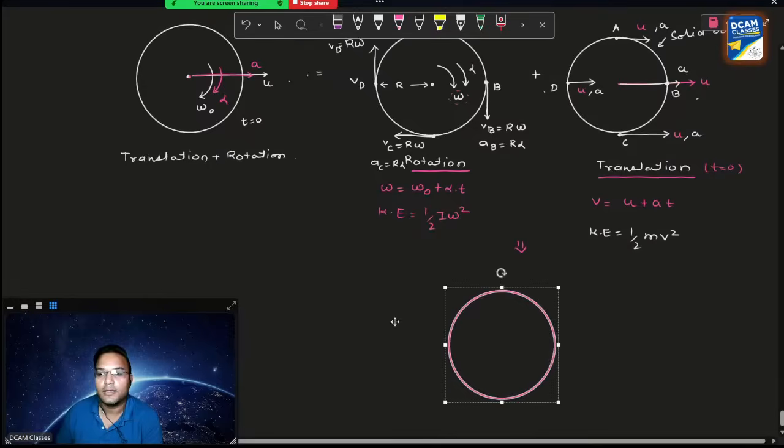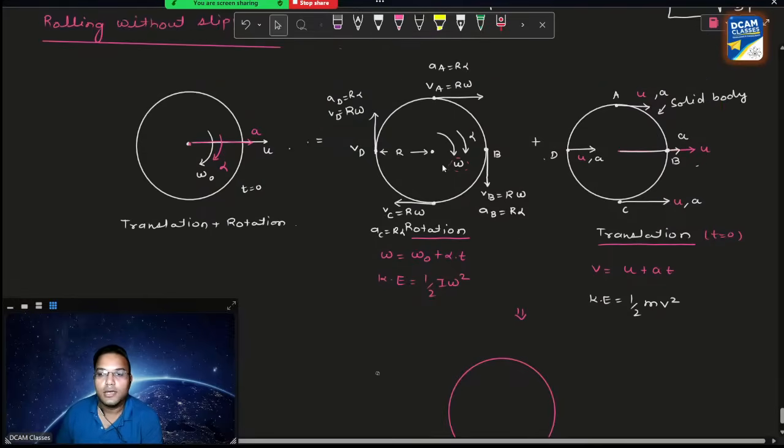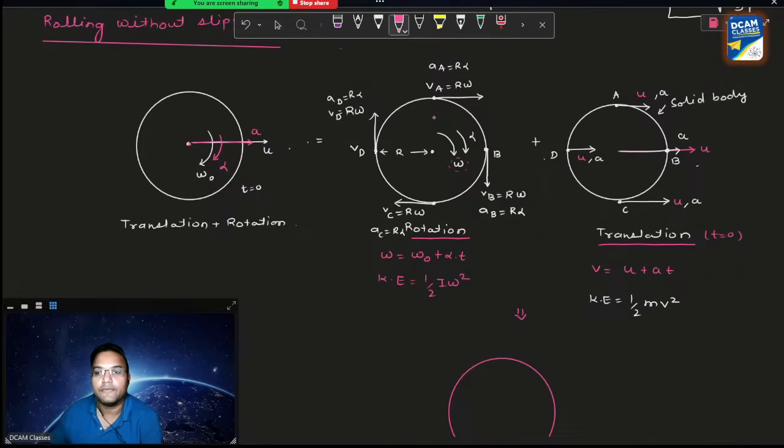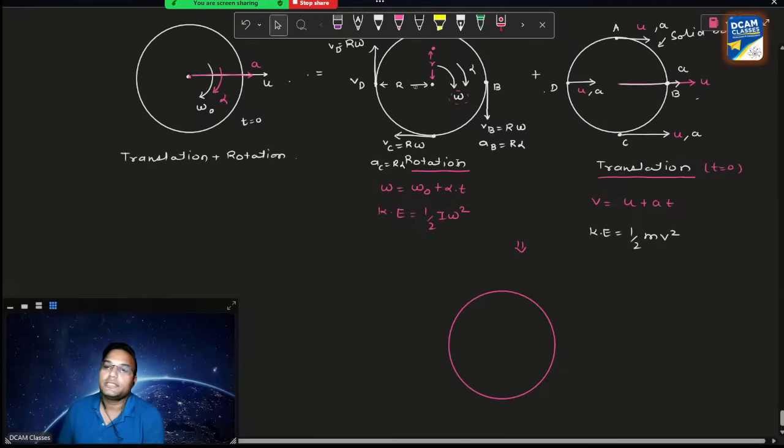Will there be centripetal acceleration also? Yes, centripetal acceleration will be there, but I have not shown it. For every mass at every point which is at a distance of r from the center, there will be centripetal acceleration towards the center, v square by r. But because the centripetal acceleration is always acting towards the center, I have not shown it.